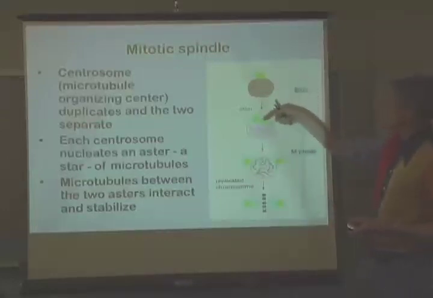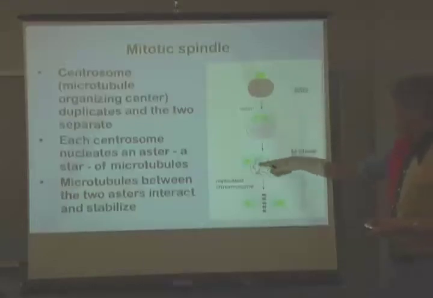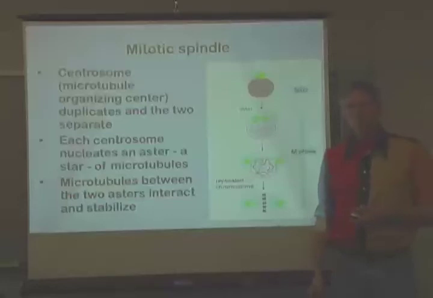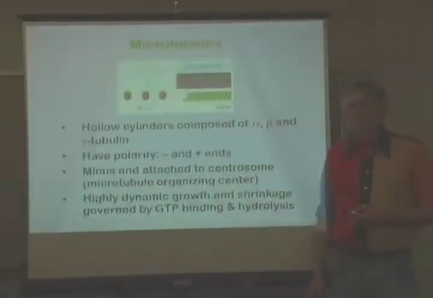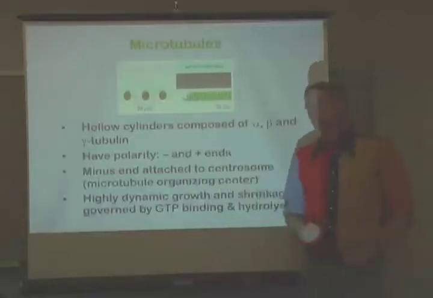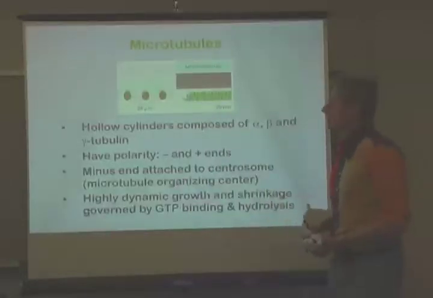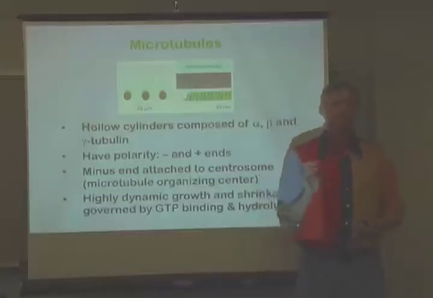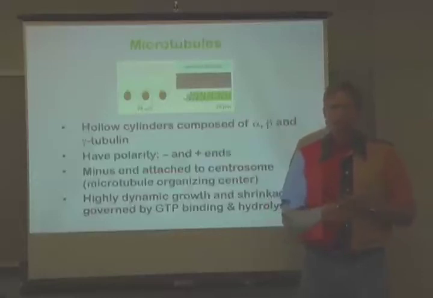So it duplicates and then pulls apart. And during this time, of course, the chromosomes are condensing and lining up. Let's talk about microtubules. Microtubules are way cool. They're hollow cylinders. Okay, they're not like actin filaments. They're stronger, but they're more easily broken.